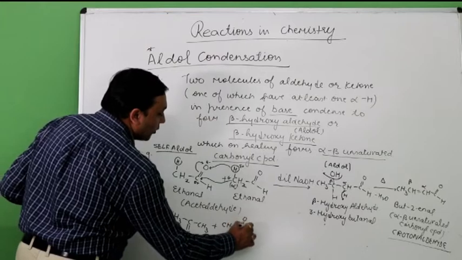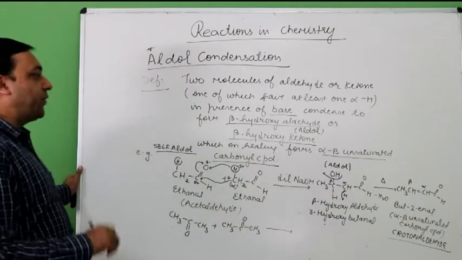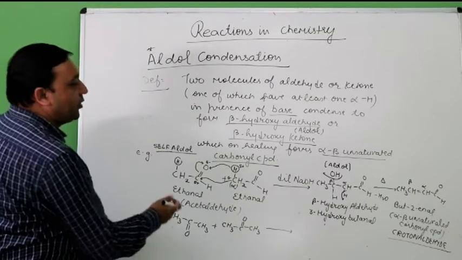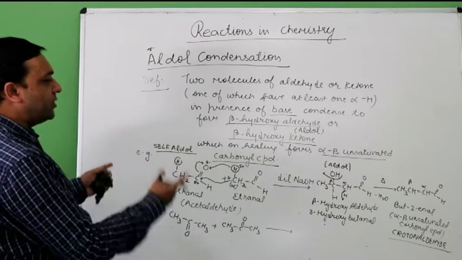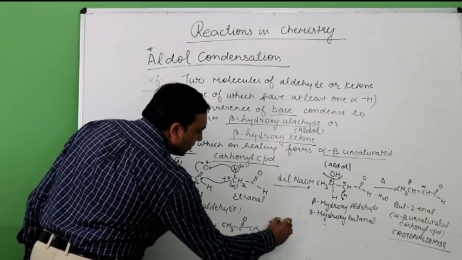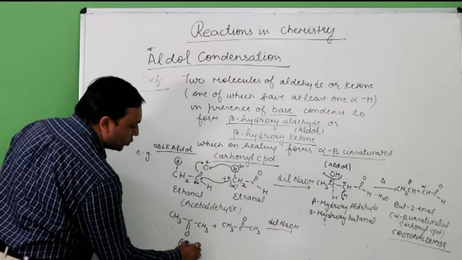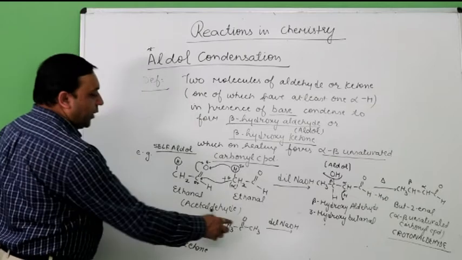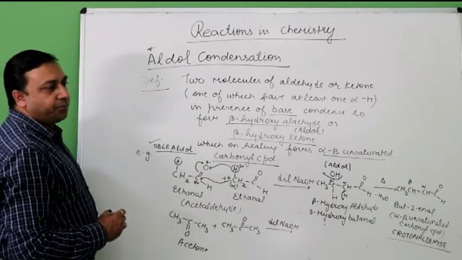There are a large number of reactions. How many reactions can we study? So the better way is to first know the mechanism. Once you know the mechanism, all these reactions will definitely be quite easy to study. So we take an example of acetone now. This is two molecules of acetone. If the two molecules are the same, it is called self-condensation.